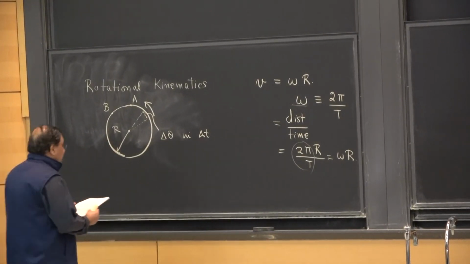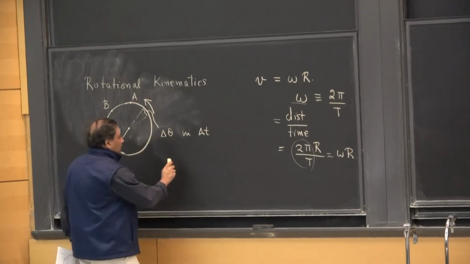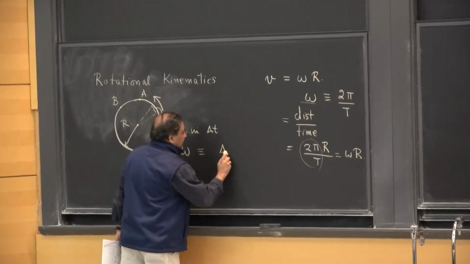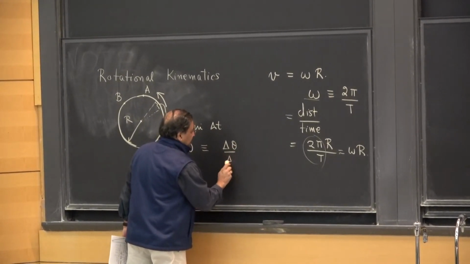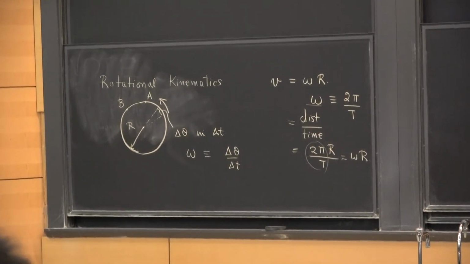So now what we're going to do is we are going to essentially talk about the fact that omega itself can be defined as delta theta over delta t, because it really is what angle is being traveled over time, delta t.